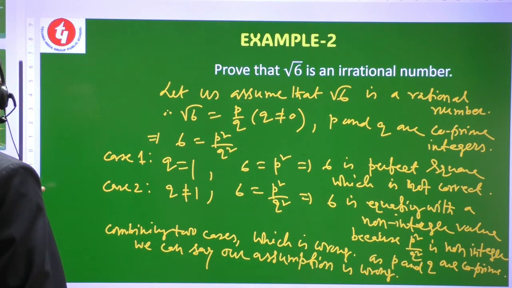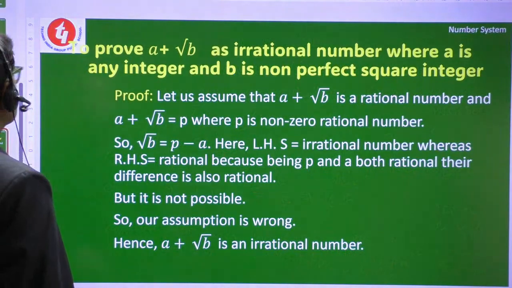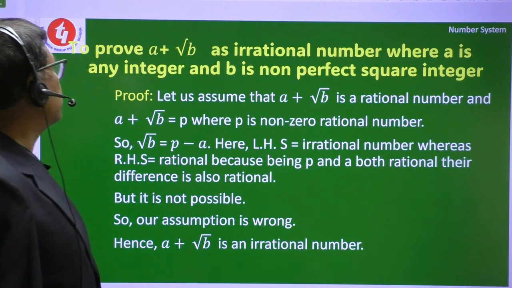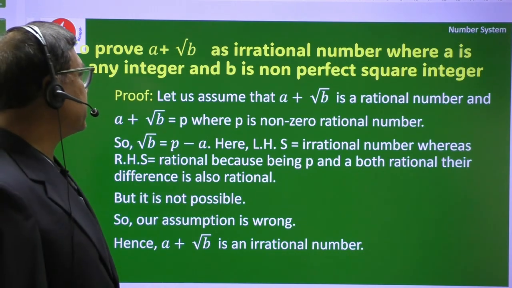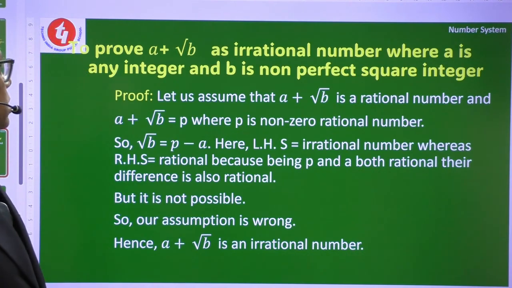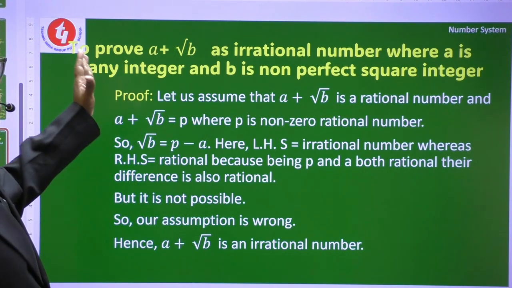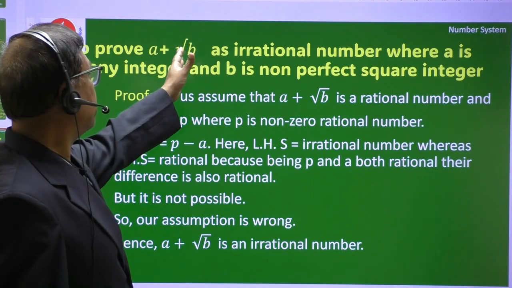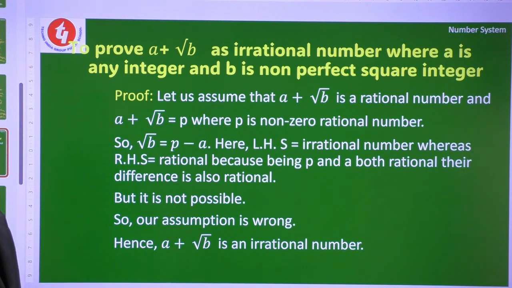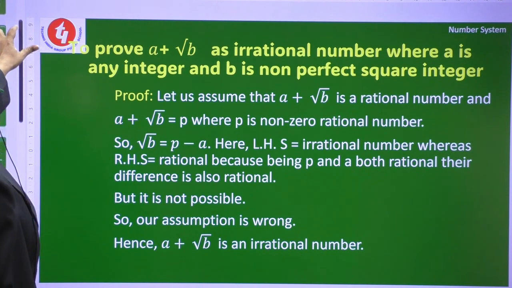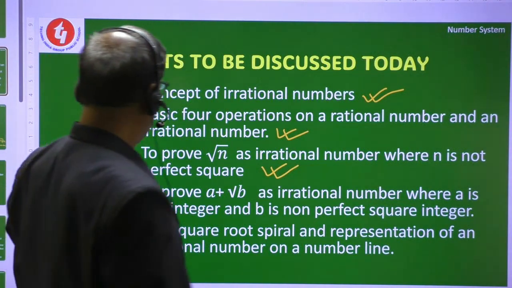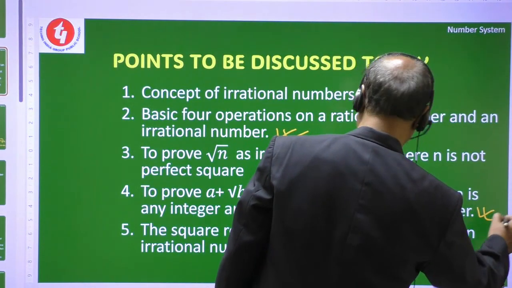Now I'll discuss how to prove a plus root b as an irrational number, where a is any integer but b is a non-perfect square integer. A plus root b, that means one rational number and one irrational number. So how will we prove this kind of number as an irrational number? That I will show you. So the fourth point I am going to discuss now.